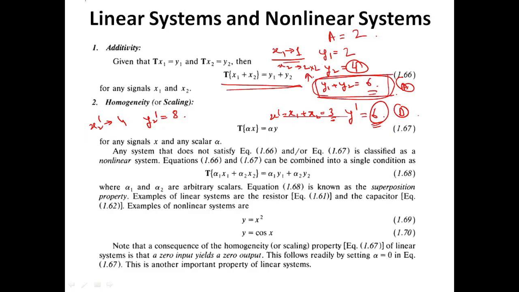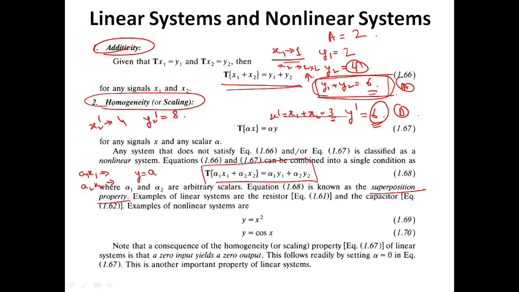So by adding these two, the additivity and the homogeneity or the scaling property, if we combine these two, we get a condition which is regarded as the superposition property. And what this superposition property says is that if I use a1 x1 as the input and if I use a2 x2 as the input, then my output should be a1 y1 plus a2 y2.